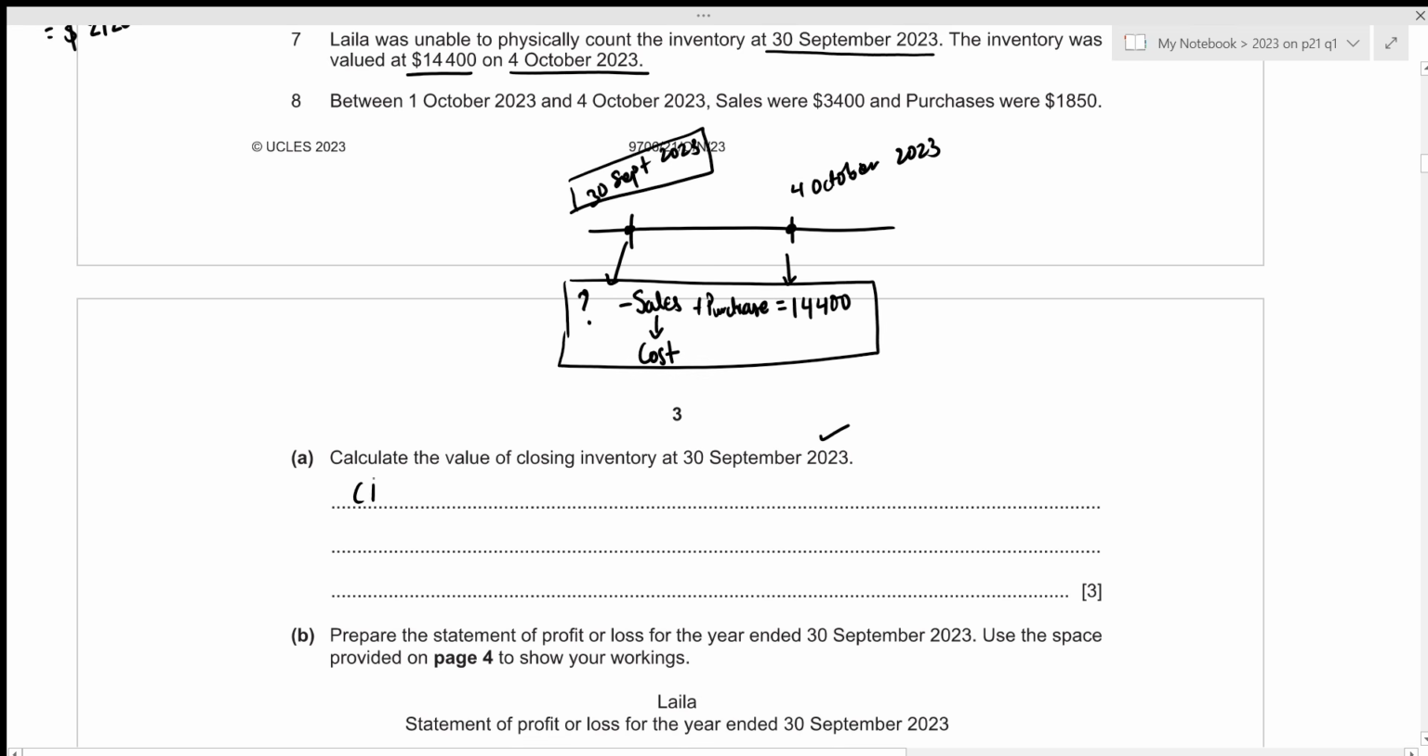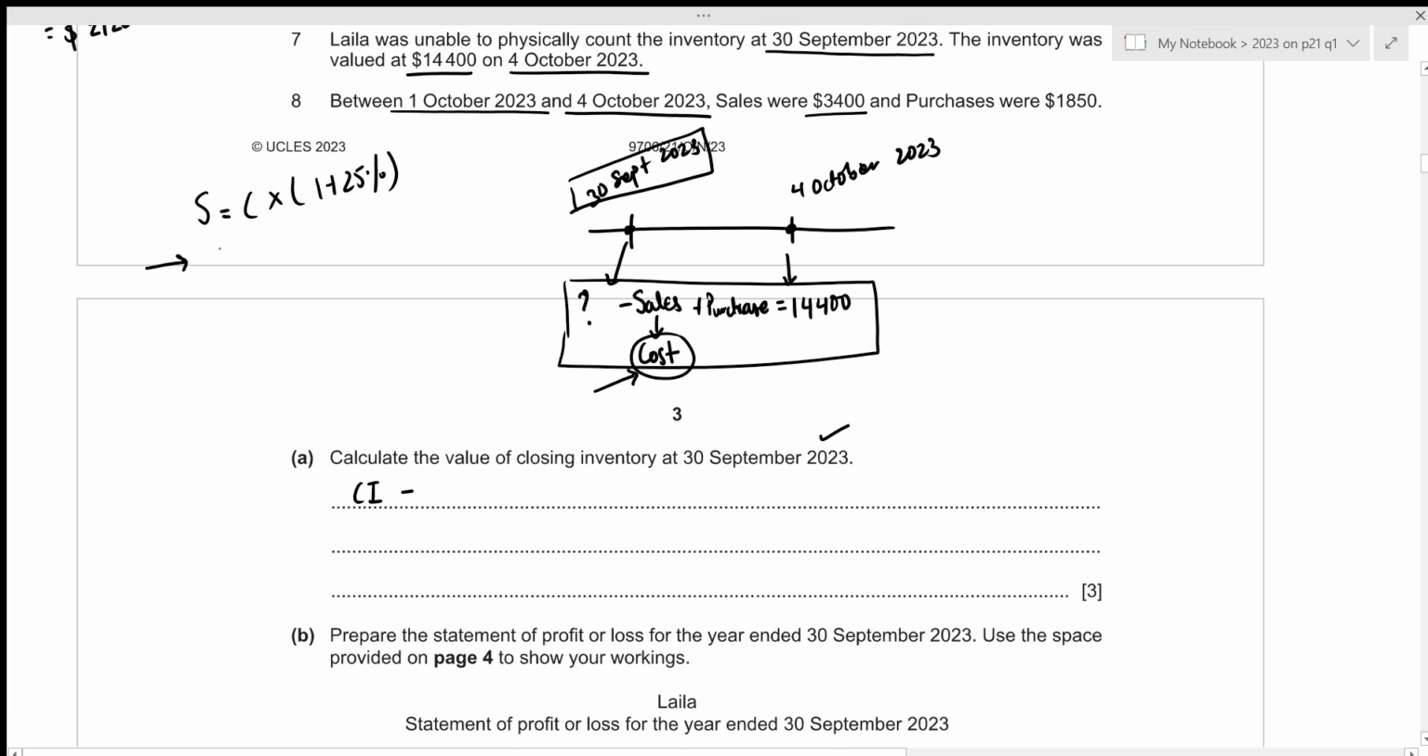Okay. So again, we implement this same equation. So we're trying to figure out the closing inventory. If we subtract the cost of the goods sold, we can get the value of inventory at 4th October 2023. And in this case, we are told that between 1st October 2023 and 4th October 2023, sales were 3,400. But again, remember that we can only include the cost of the sales. So in order to calculate the cost, we can again use our markup. Because markup was 25%, our sales value is just going to be cost times 1 plus 25%.